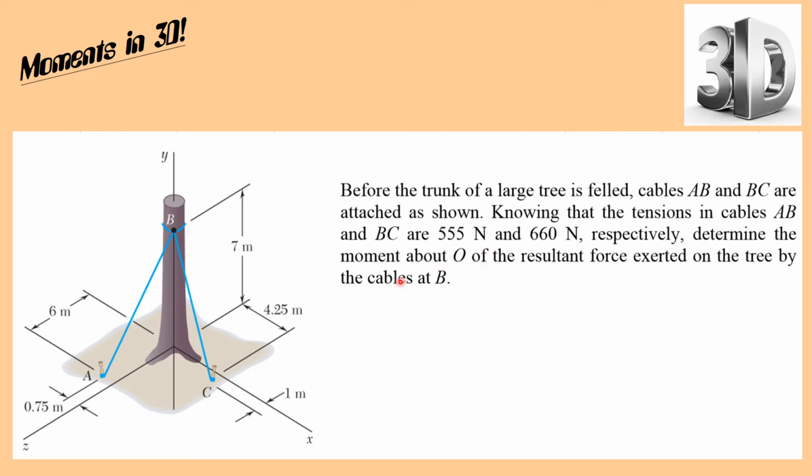O. This is the moment around the origin of our coordinate system. So we're going to uproot the tree right here at the ground. And the resultant force exerted on the tree by the cables at B. So B, this is where the cables are actually pulling at the tree. The force is applied here. Rotation is happening down here at the ground. So force is up here, rotation happening at the ground.